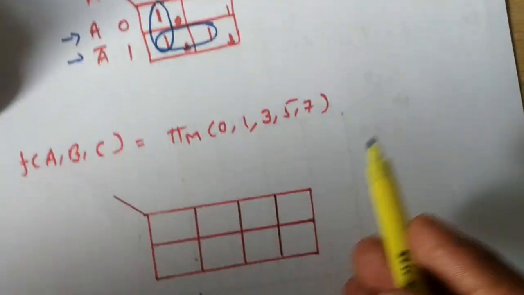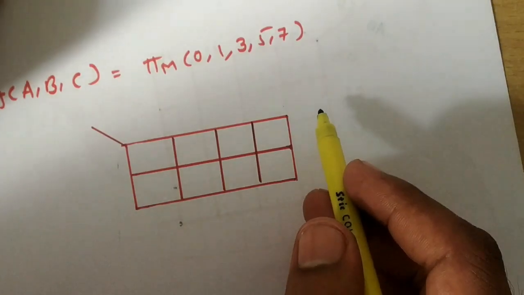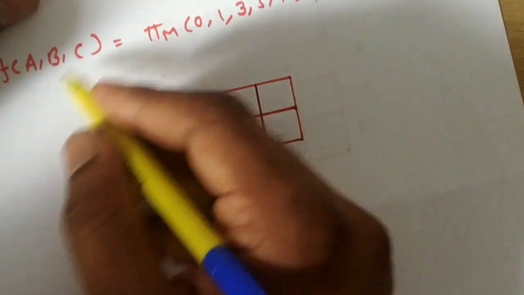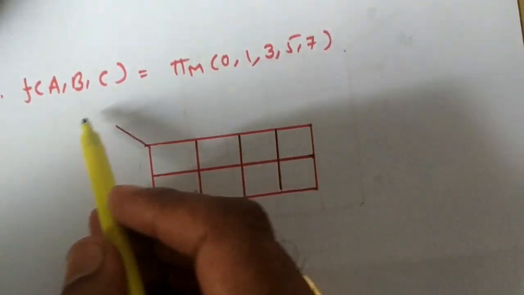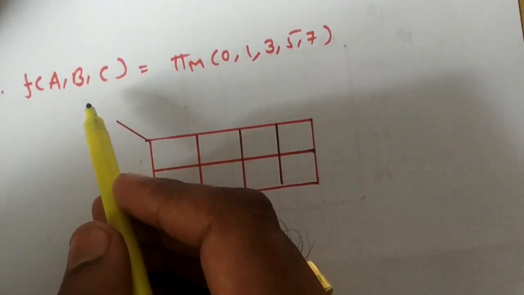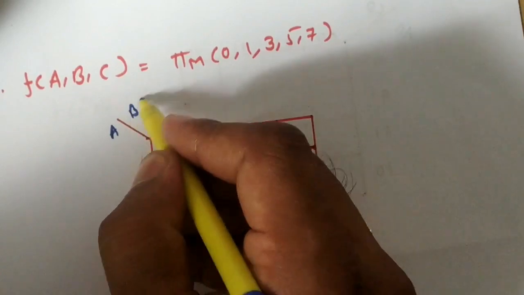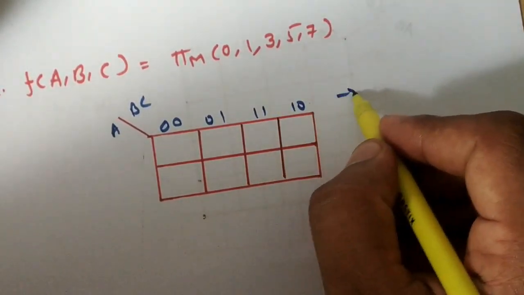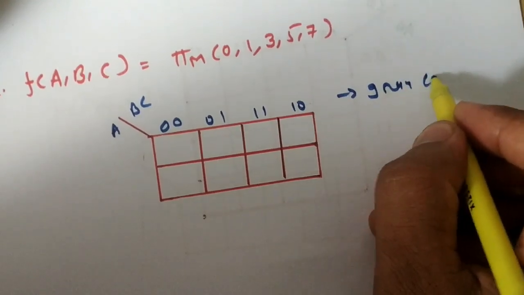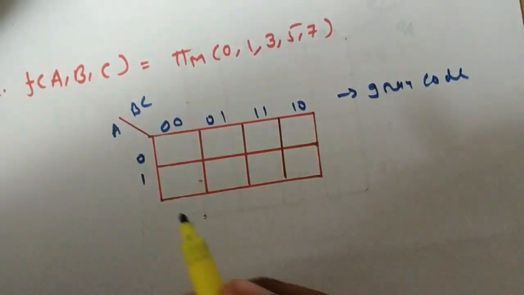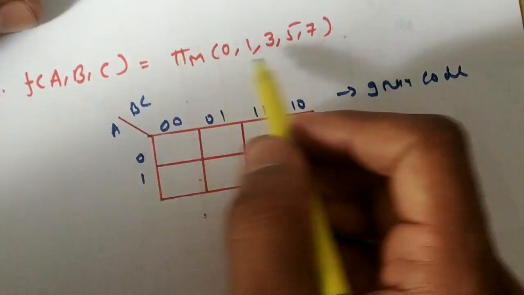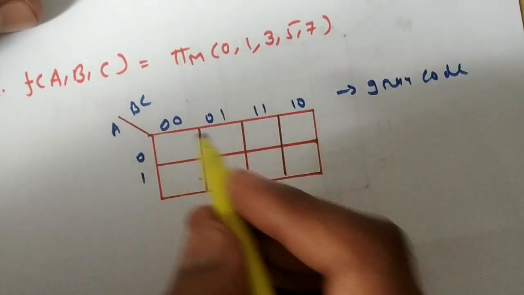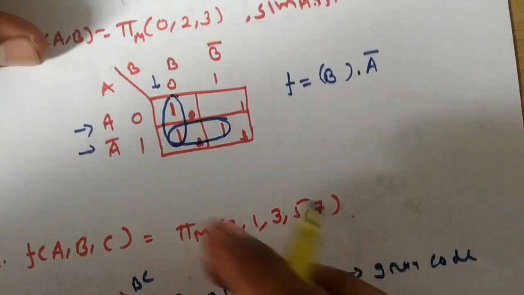Let us take one more example so that you will have a clearer idea. Here it is already given that you have to use these three variables. So I'll write A B C here, 0 0 0 1 1 1 1 0. Remember that this is a gray code sequence. Here it will be 0 1. And let us mark this. Okay, I made one mistake, I'm correcting that.